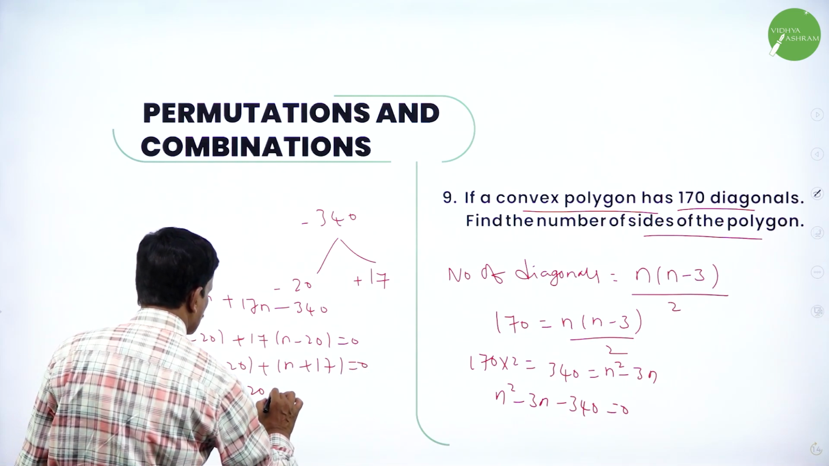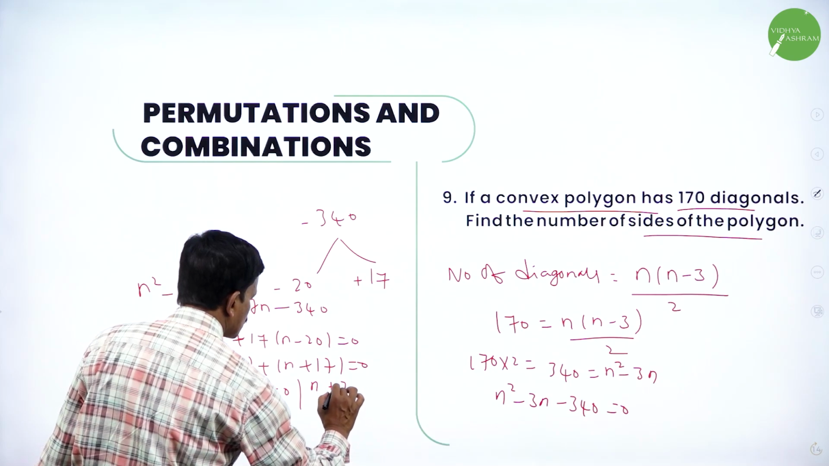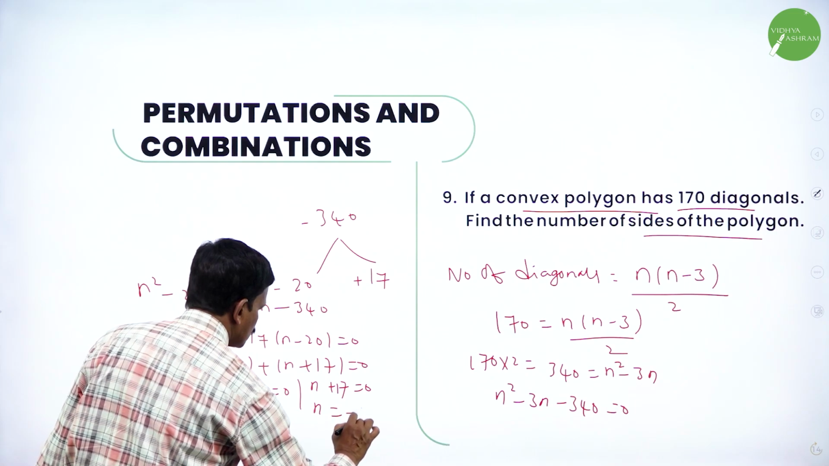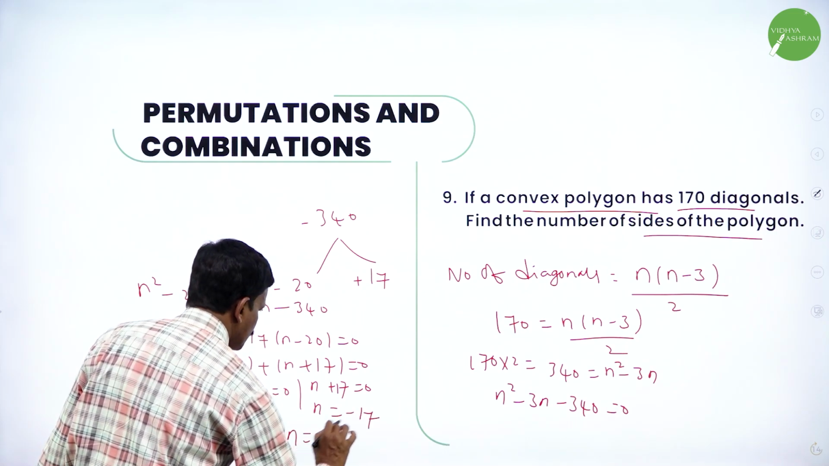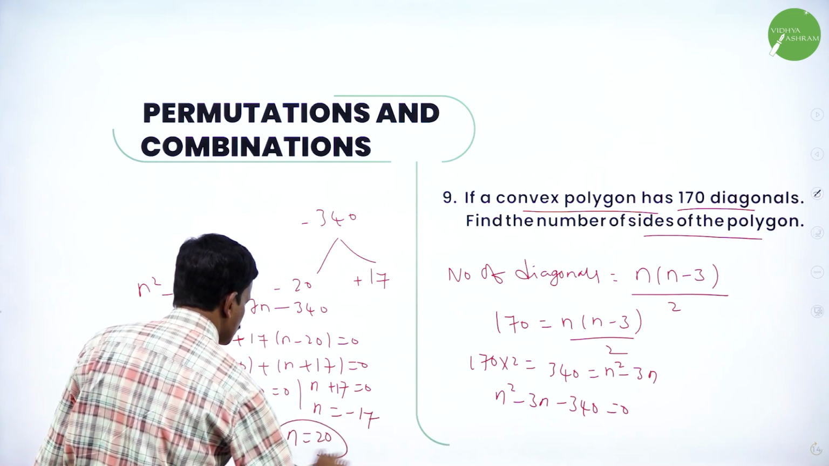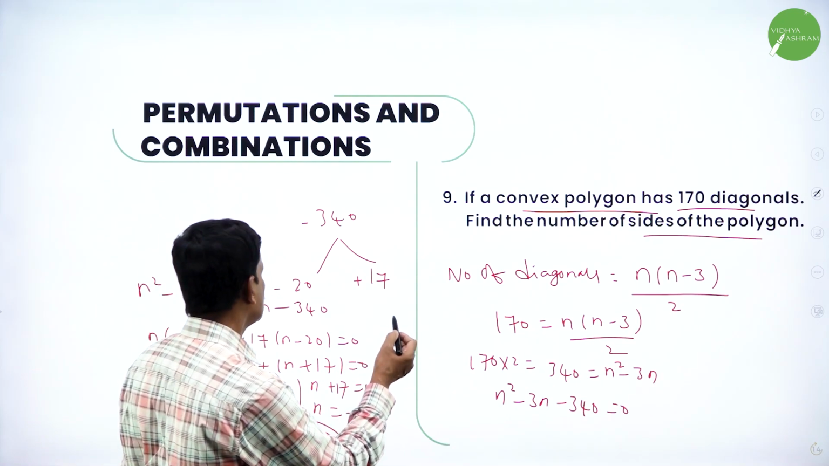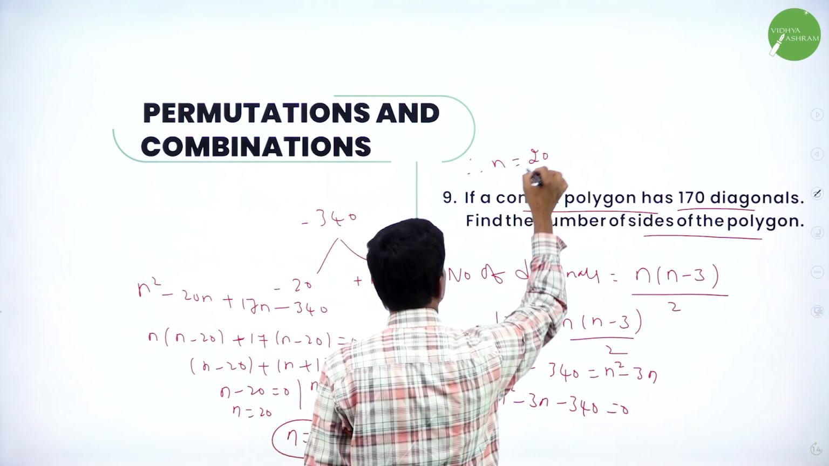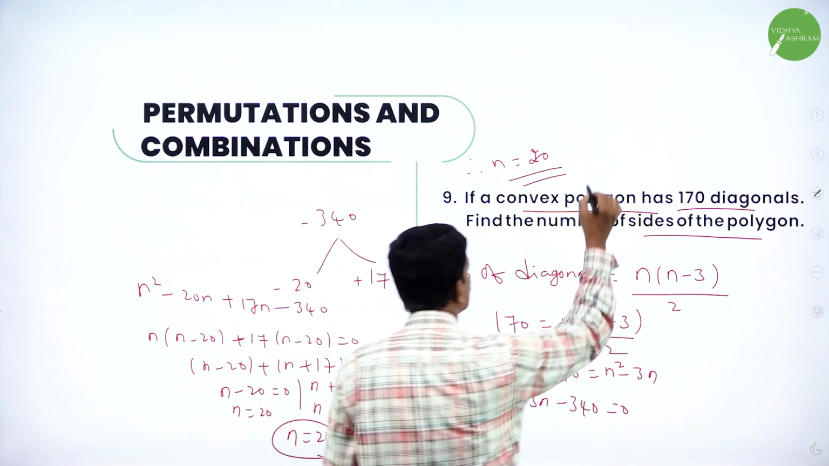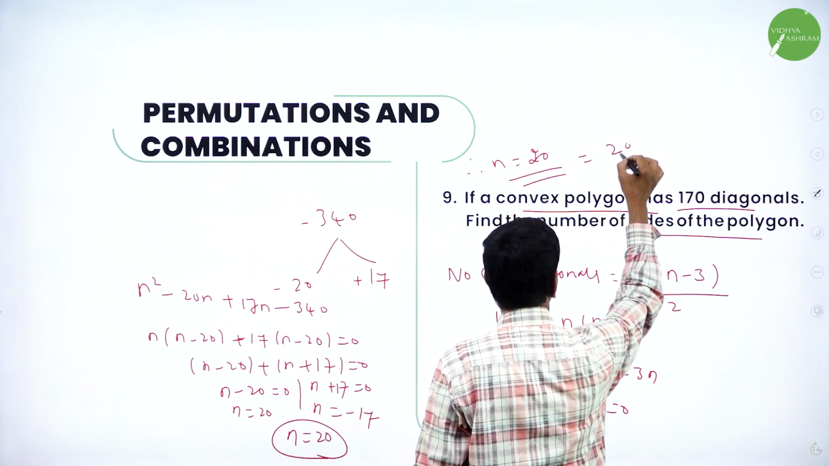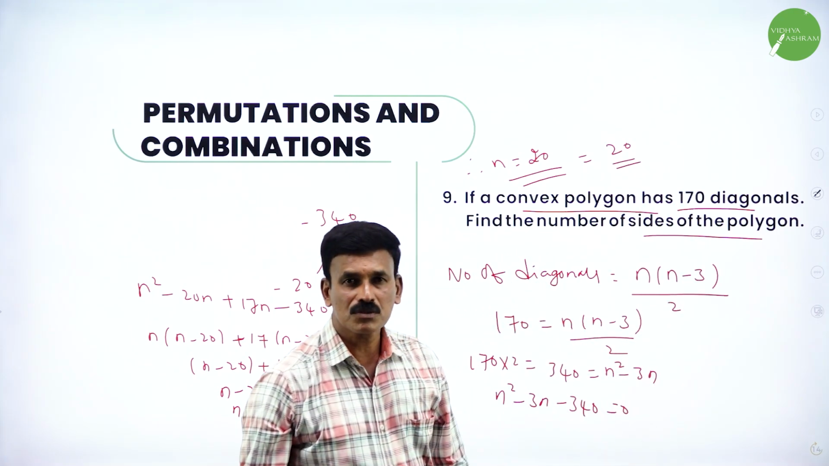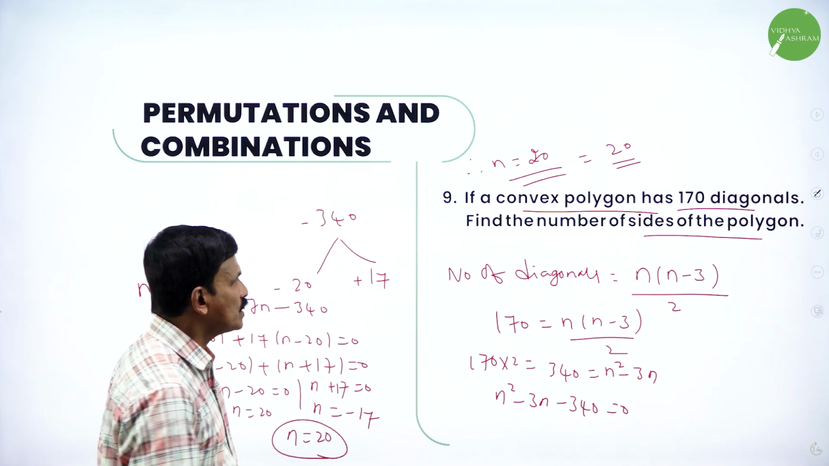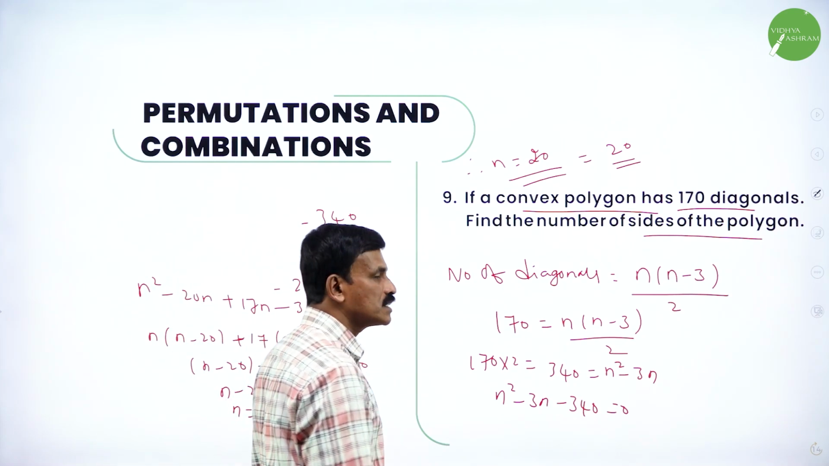n minus 20 is equal to 0 or n plus 17 is equal to 0. n is equal to 20 or n is equal to minus 17. We cannot take negative, so n is equal to 20. That's it. This is the answer. See here, very simple problem. If a convex polygon has 170 diagonals, find the number of sides of the polygon.